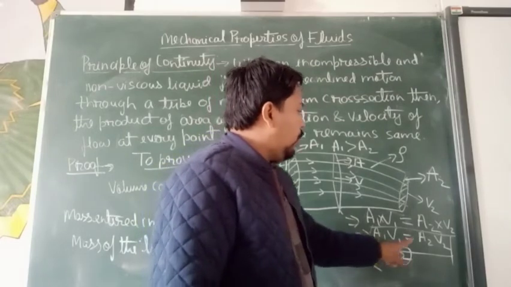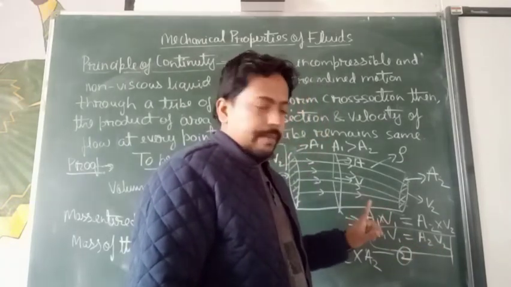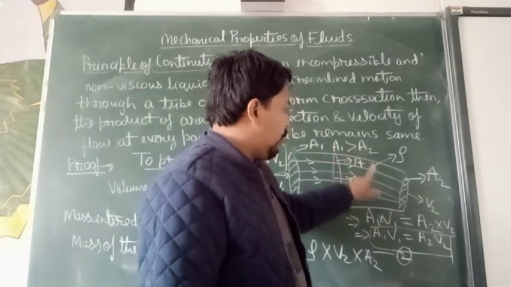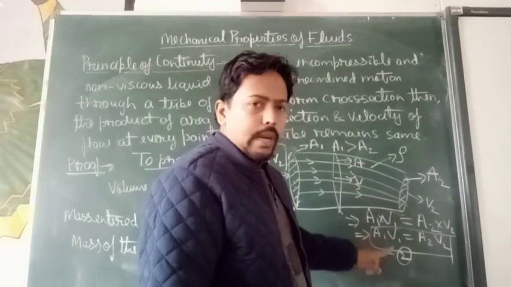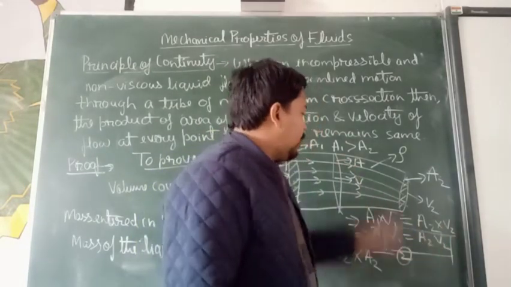To hold this equality, what has to be here? V2 should be greater than V1. If A1 is greater than A2, to hold this equality, we have to conclude at any cost that V2 has to be more than that of V1.